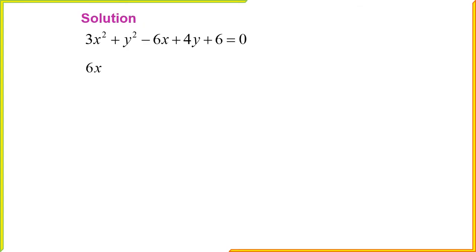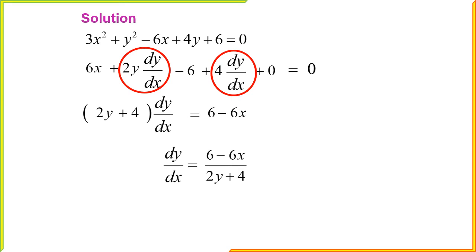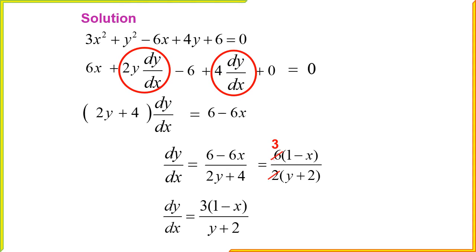What do we have? We will have 6x plus 2y dy/dx minus 6 plus 4 dy/dx equal to 0. Okay, now group the dy/dx terms together. We have (2y plus 4) dy/dx equal to 6 minus 6x. So dy/dx equal to (6 minus 6x) divided by (2y plus 4). After we factorize this, we will get dy/dx equal to 3 of (1 minus x) over (y plus 2).